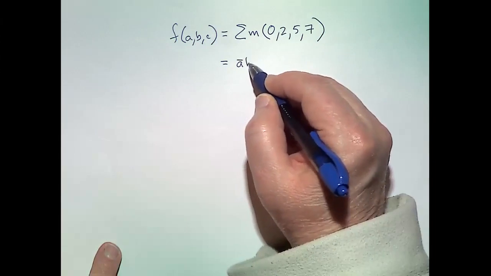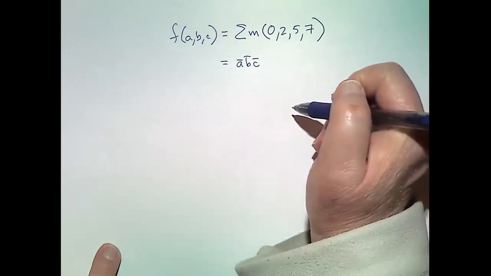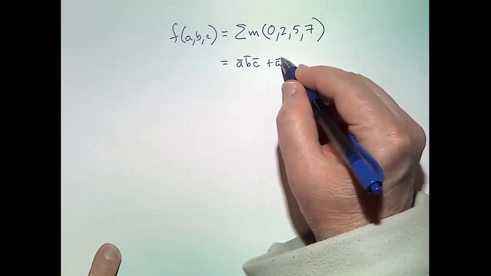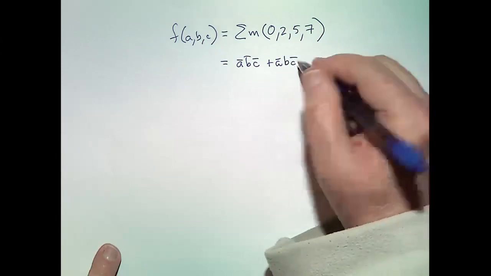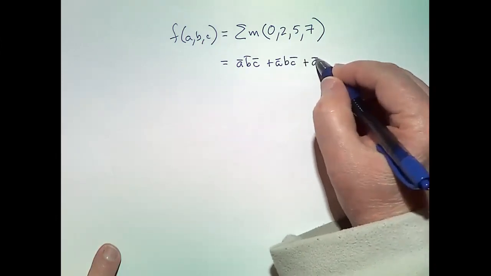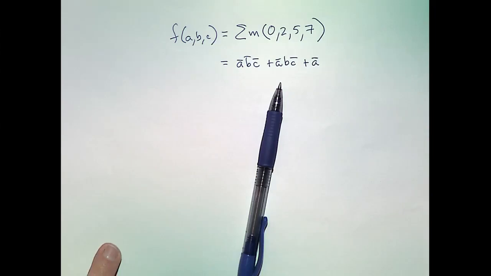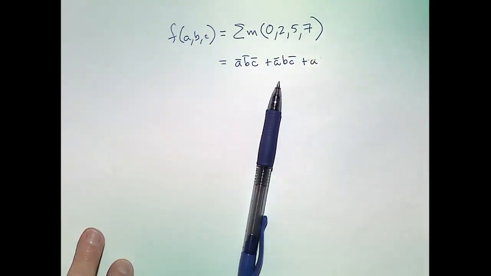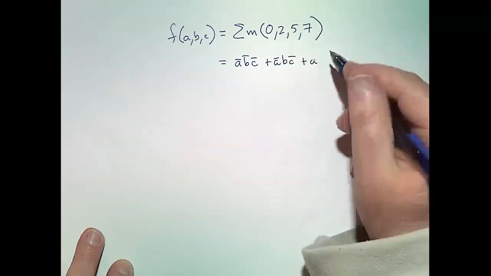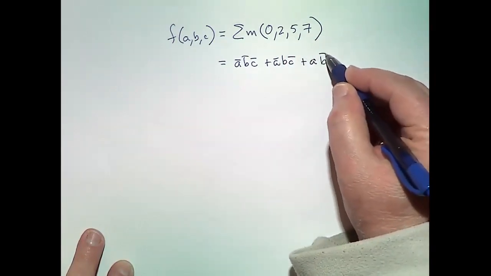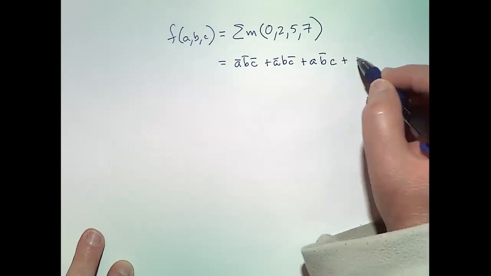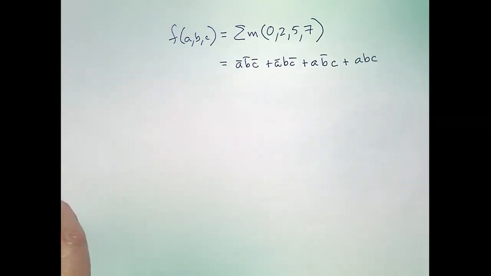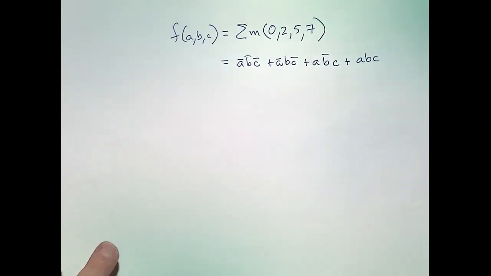0 would be A bar, B bar, C bar. 2 would be A bar, B, C bar. 5 would be A bar, oops, no, it wouldn't. A, B bar, C, and 7 is ABC. Okay, so a NAND is formed directly from a sum of products, right?